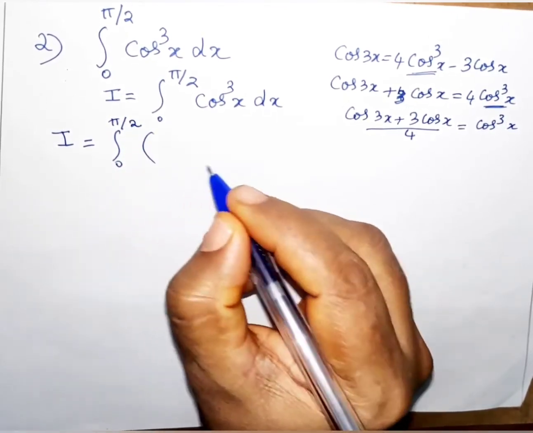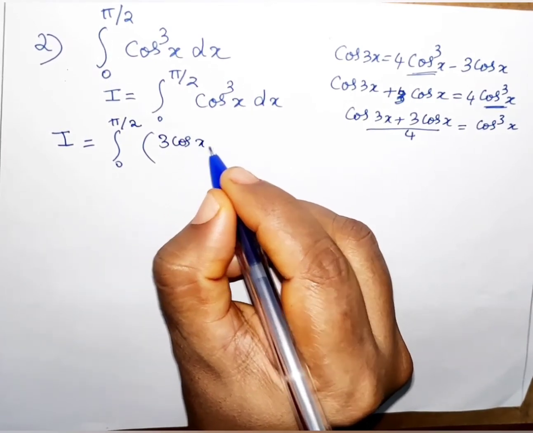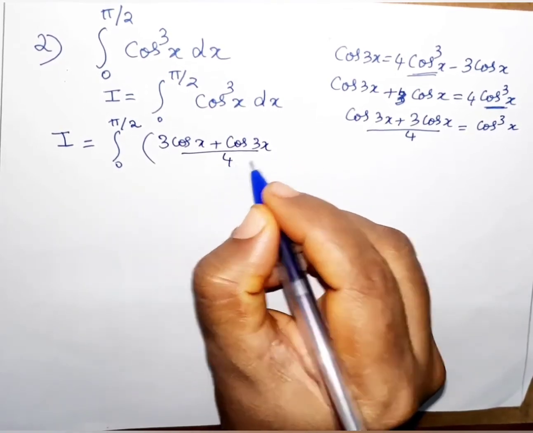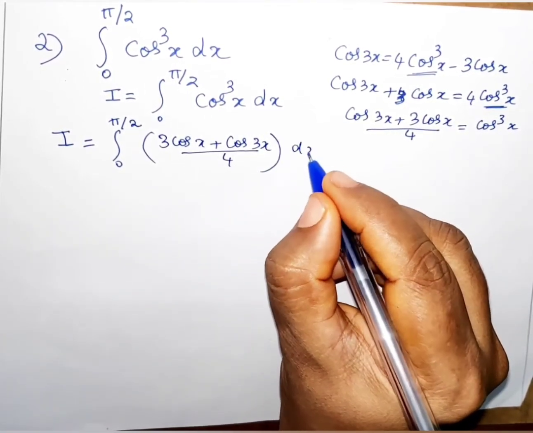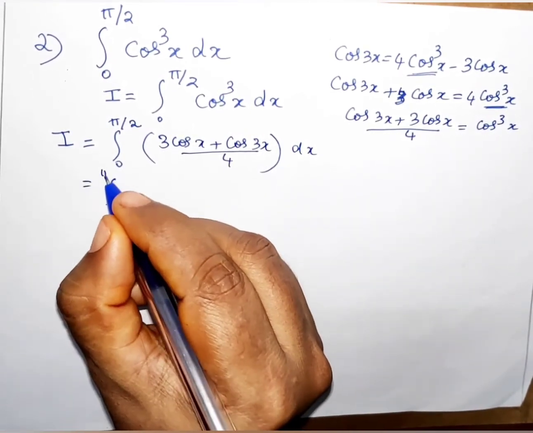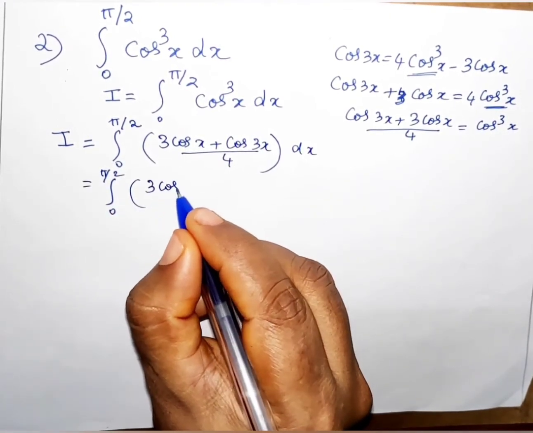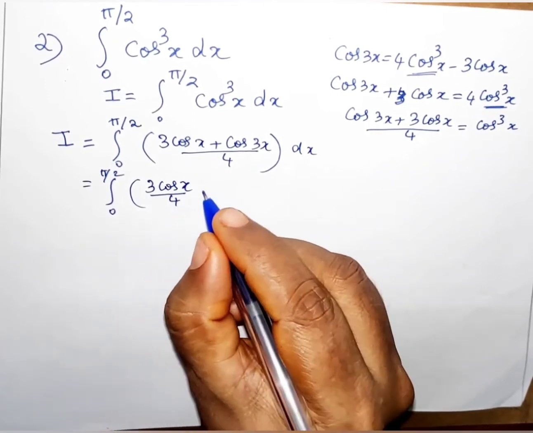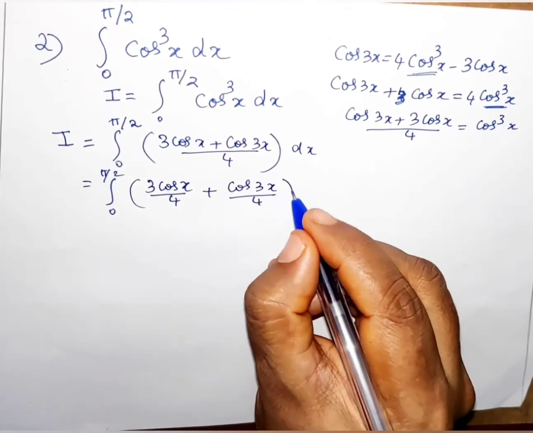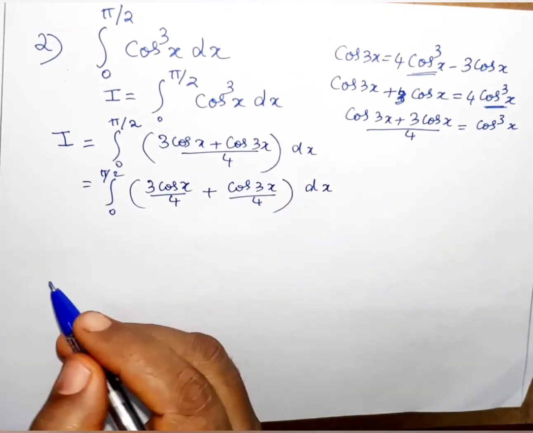So I will be equal to integral 0 to pi by 2, we write 3 cos x plus cos 3x, it is one and the same, divided by 4 with respect to dx. Now our I will be equal to integral 0 to pi by 2. 3 by 4 is a constant. Okay. So before that, let us split the term: 3 cos x by 4 plus cos 3x by 4 into dx.